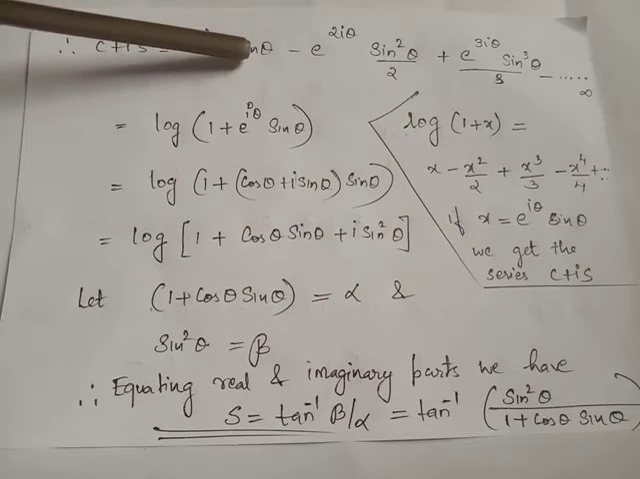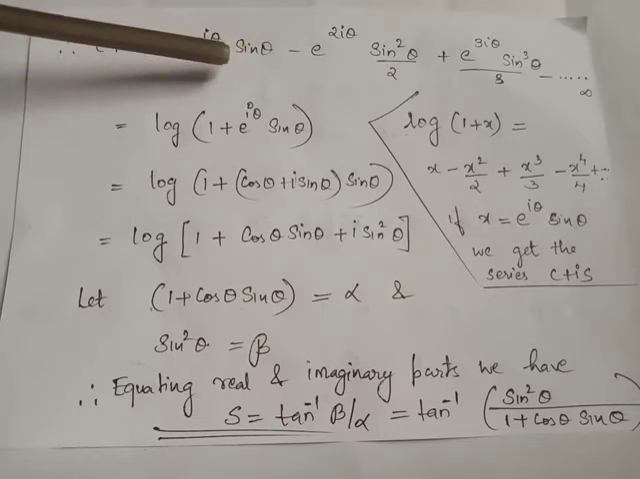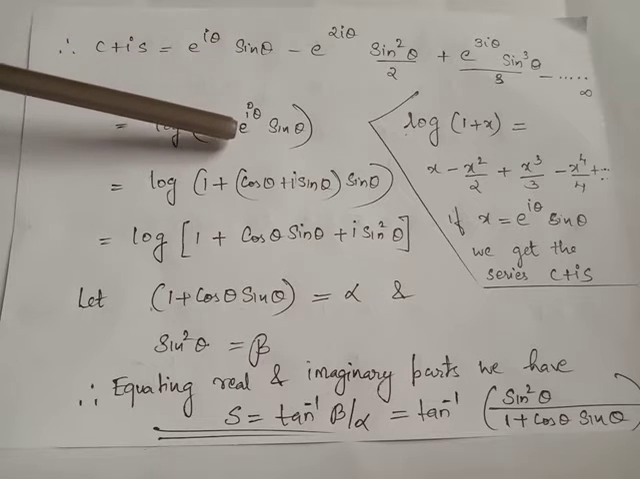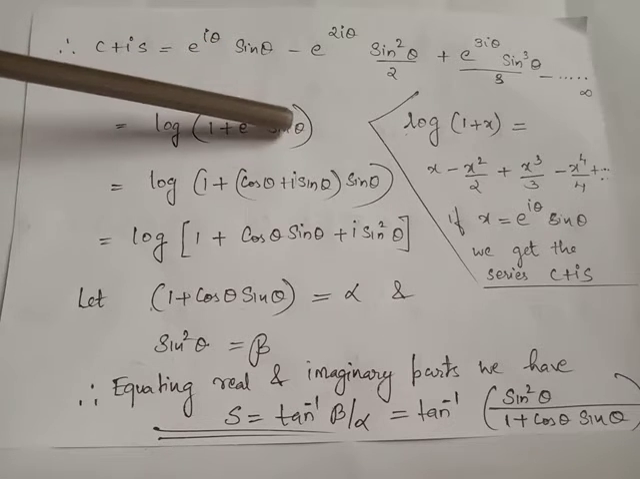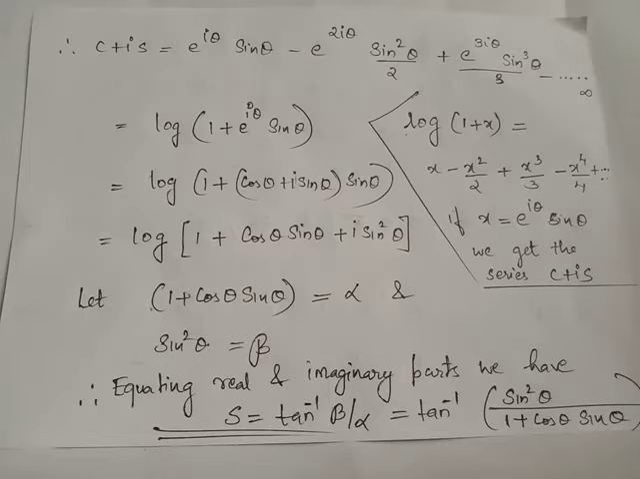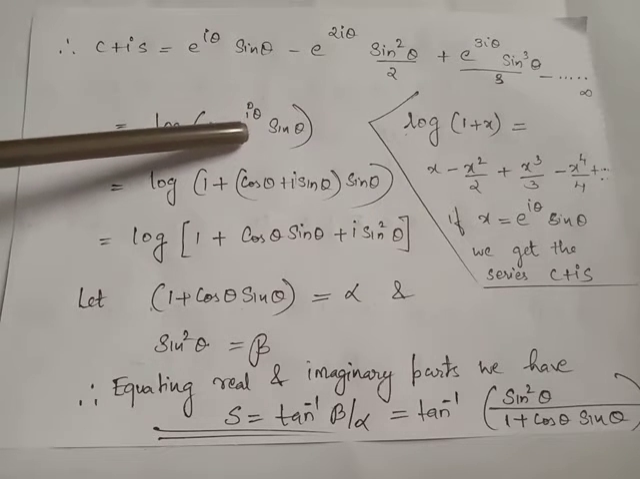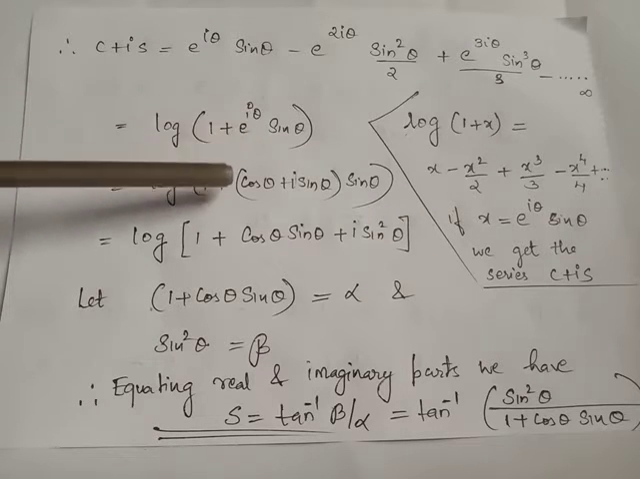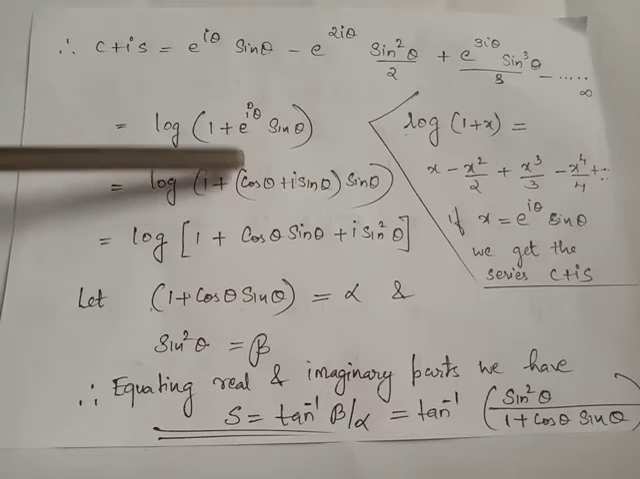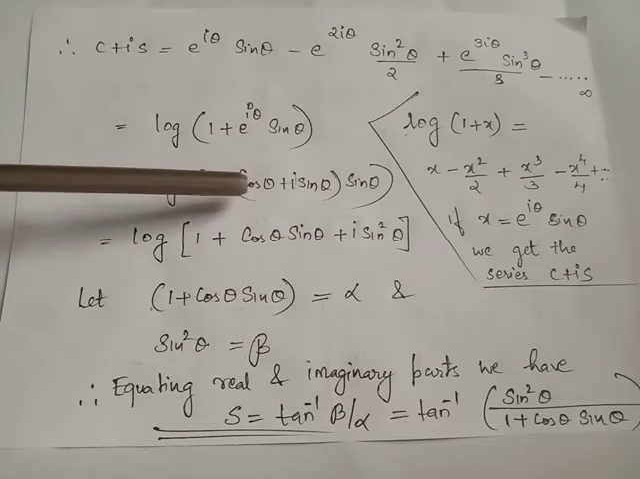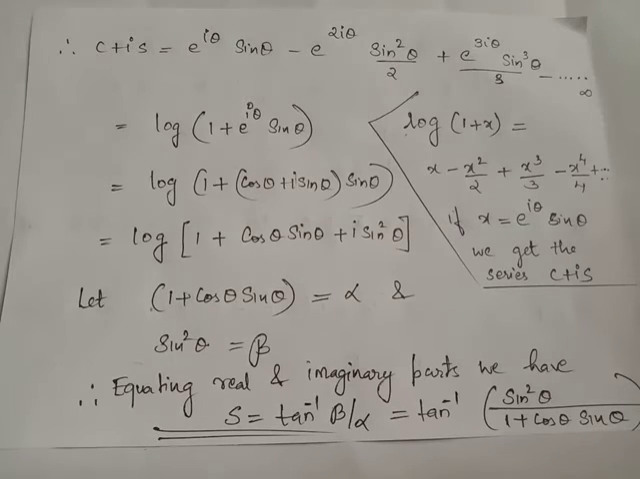So, this RHS can now be replaced by the expression log of 1 plus e raised to i theta sin theta. We again apply e raised to i theta, or Euler's identity, here, in which e raised to i theta is replaced by cos theta plus i sin theta. We have log of 1 plus cos theta sin theta plus i times sin square theta, which is obtained as the expression for C plus iS.